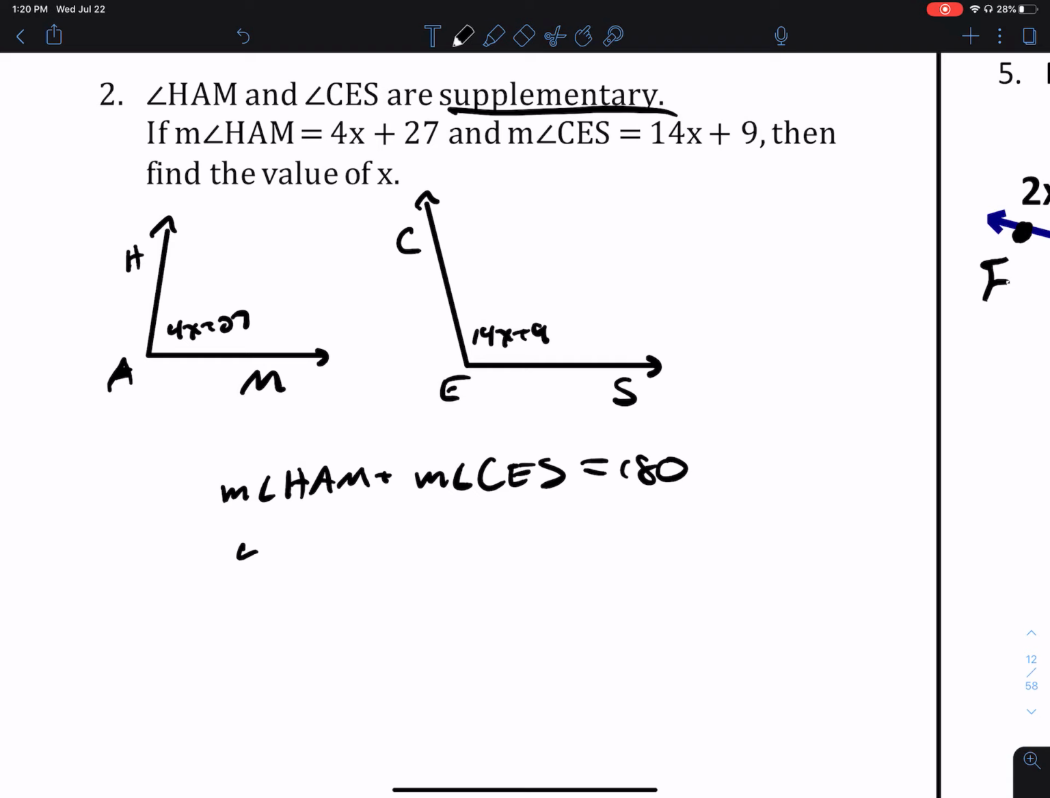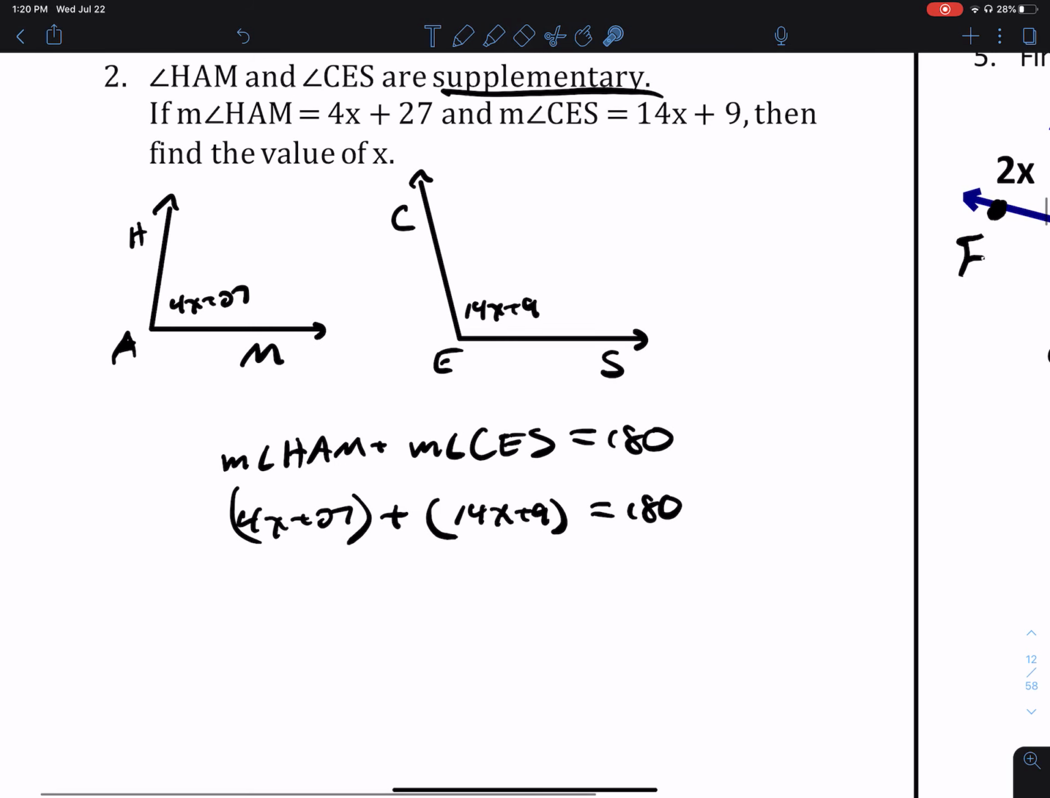Measure of angle HAM is 4x plus 27. Measure of angle CES is 14x plus 9. Starting to get sloppy with my handwriting, which means fatigue is setting in. Combining like terms, 4x and 14x is 18x. 27 and 9 is 36.